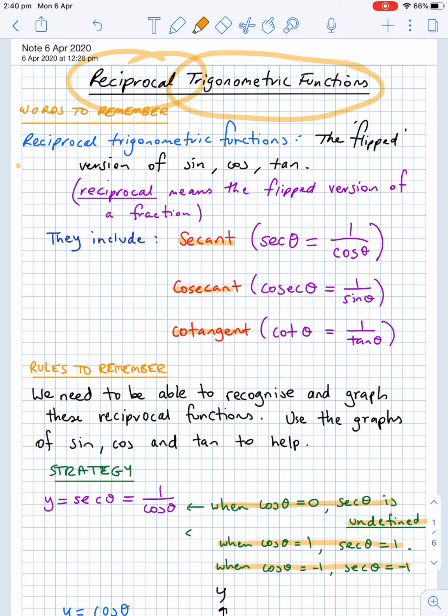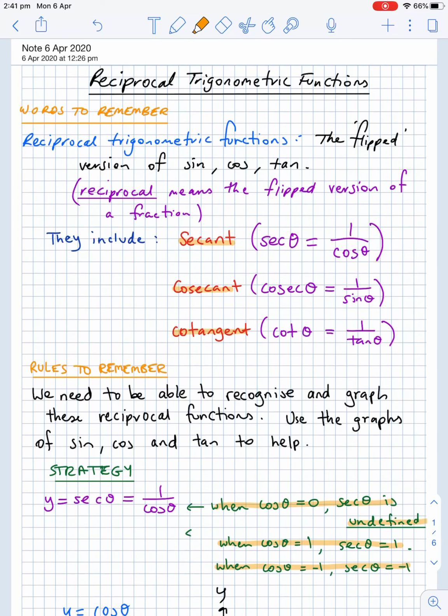So the idea of this word reciprocal is pretty much the flipped version of sine, cos and tan. We've got to remember that the word reciprocal means the flipped version of a fraction typically. So pretty much we're flipping sine, cos and tan. Obviously sine, cos and tan are all over 1, so if you flip them, the 1 goes up the top. So you get 1 over cos, 1 over sine and 1 over tan.